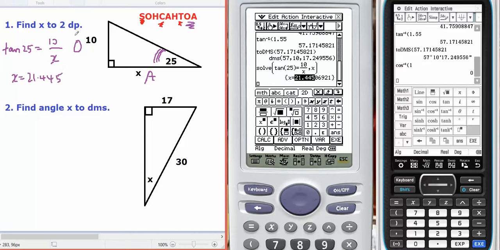And since I need to go to two decimal places, I'm going to stop this after 1, therefore x equals 21.45 as being my answer for x.